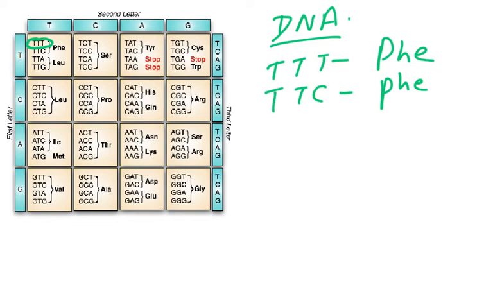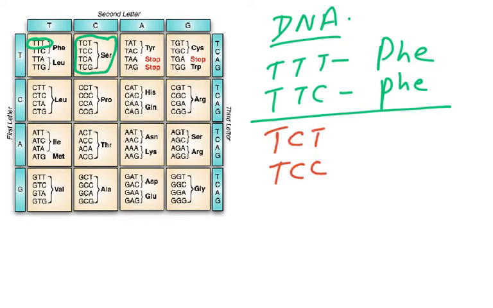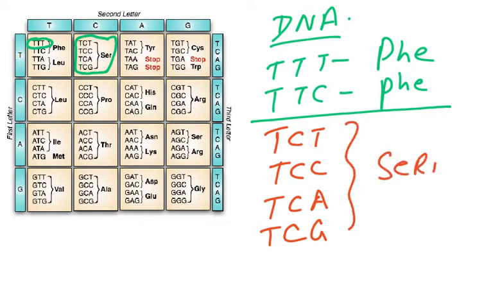So as you can see here, these four all code for the same amino acid. TCT, TCC, TCA and TCG all code for the amino acid serine. And we abbreviate it and we only use the first three letters.